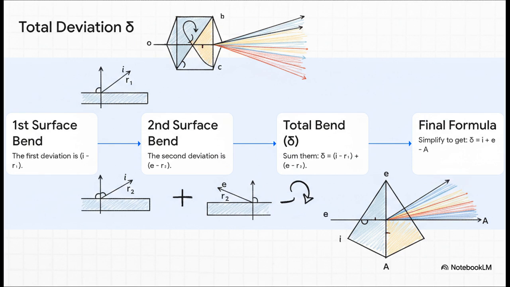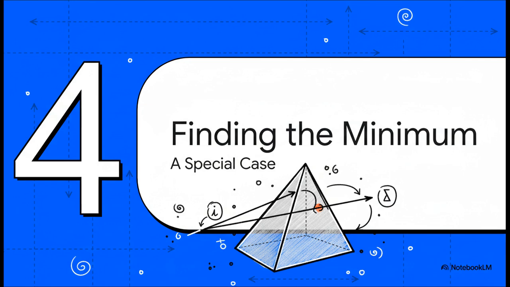How cool is that? So that formula is great. It works all the time. But things get really interesting when we start playing around. See, the total amount of bend, delta, isn't constant. It actually changes depending on the exact angle you shoot the light in at, that angle of incidence, I. So let's dig into that and see if we can find something special.